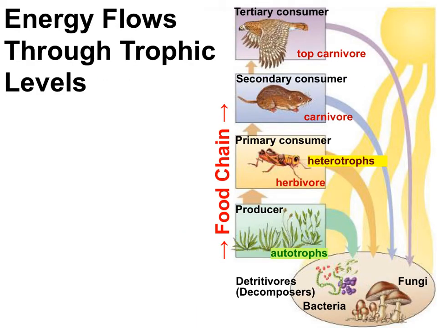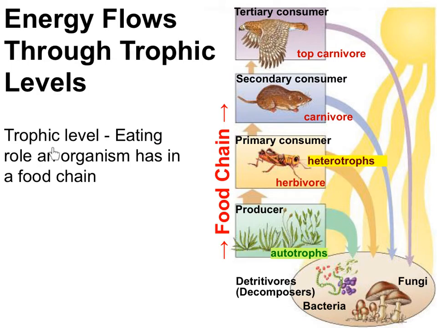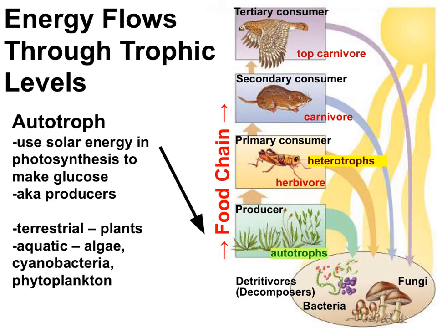To study and describe energy flow, there's a lot of terms that we need to get comfortable with. The first term is trophic level. An organism's trophic level is the role that organism has in the food chain. I think you'll get the hang of it once you see some examples. At the bottom of the food chain are organisms with the trophic level of autotrophs. Autotrophs' role in the food chain is to make glucose from sun's energy during photosynthesis.